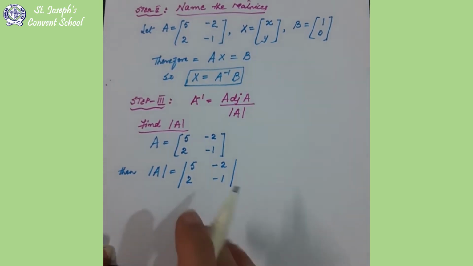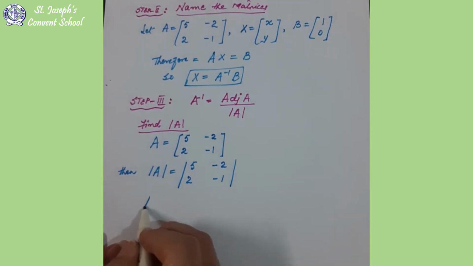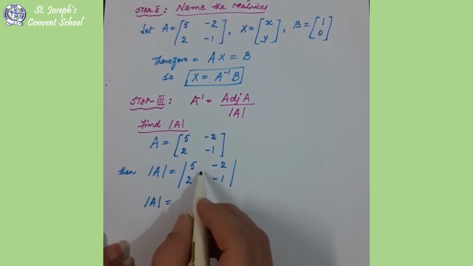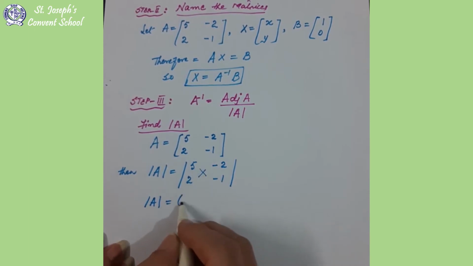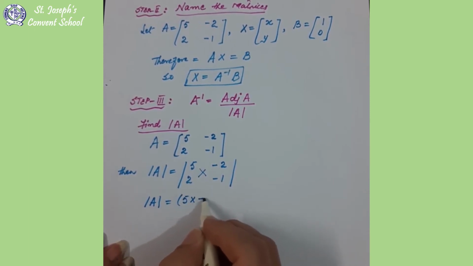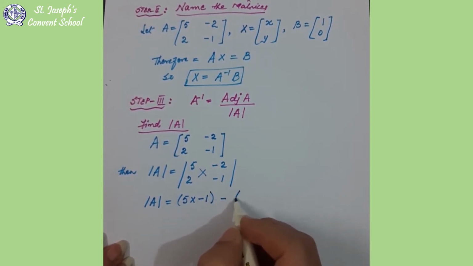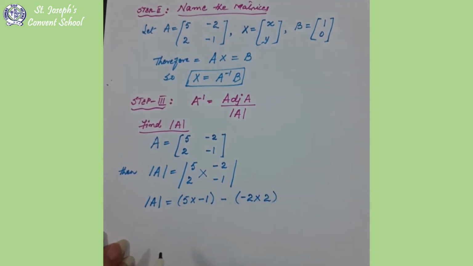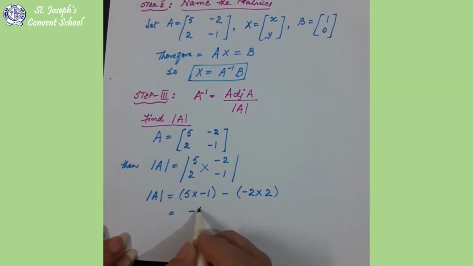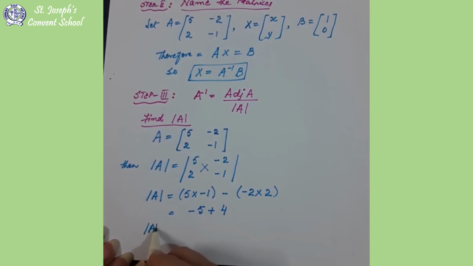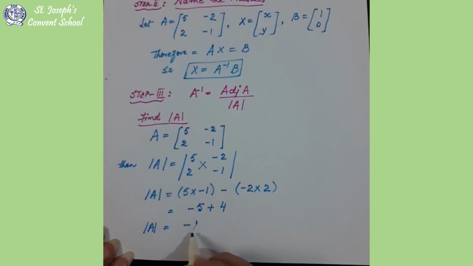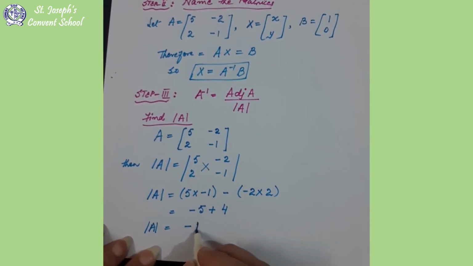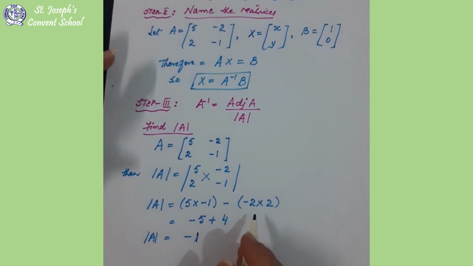You know how to find it. We did it in the previous lesson. Determinant of A is equal to, you cross multiply, right? 5 into minus 1, then minus sign, minus 2 into 2, minus 2 into 2. So 5 into minus 1 is minus 5, minus into minus is plus, 2 into 2 is 4. So determinant of A is minus 1.